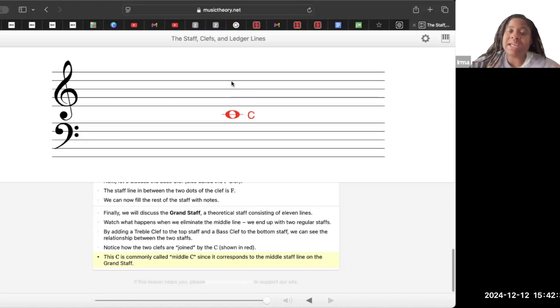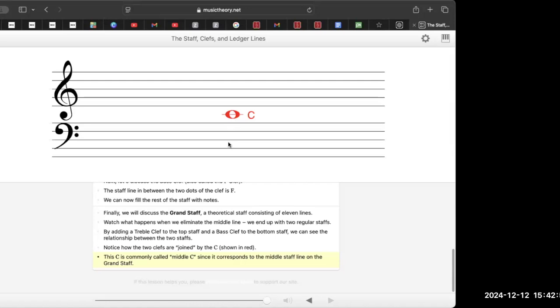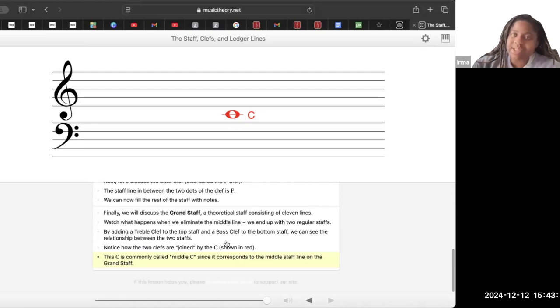So this would be C5. The C above that would be C6, and the C above that would be C7. Then if I go backwards, the C right here in middle C is C4, and the C that's down here in the bass clef would be C3. Right. And then you've got C2, etc.